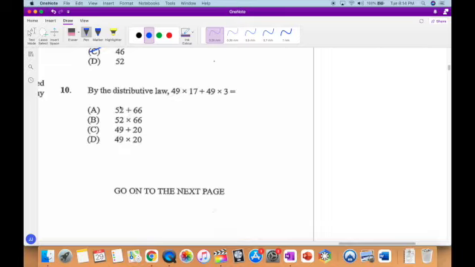By the distributive law, well, you know they love to give these questions here. 49 by 17 plus 49 by 3. So we can say that as 49 multiplied by 17 plus 3. So that's 49 multiplied by 20. So that is D.